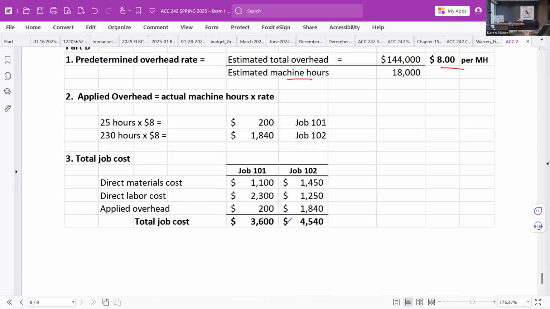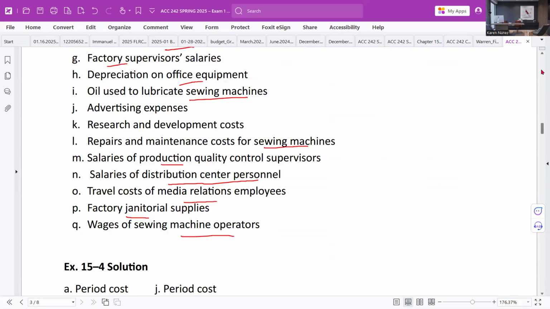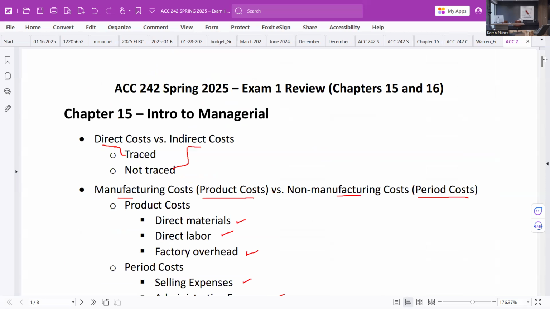So that is a pretty good example of some of the things that you need to be able to work through in chapters 15 and 16 for exam 1. The exam has 4 problems and it is worth 100 points.